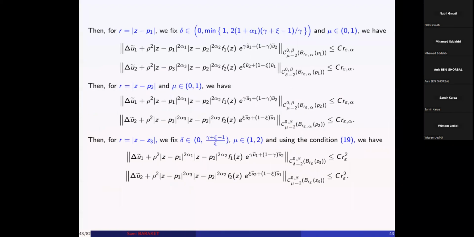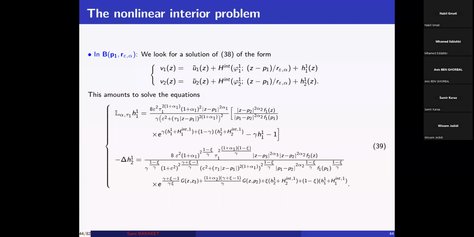So now we estimate our equation with this approximate solution. We find that the error is of order R_epsilon,alpha and R_epsilon squared. R_epsilon,alpha is something which tends to 0 when epsilon tends to 0. So our approximate solution is a good approximate solution. Now we will search for our exact solution as our approximate solution, to which we add the interior harmonic function and some function H11 which will be obtained by the contraction fixed point theorem. The same thing for V2. We inject V1 and V2 in our equation.